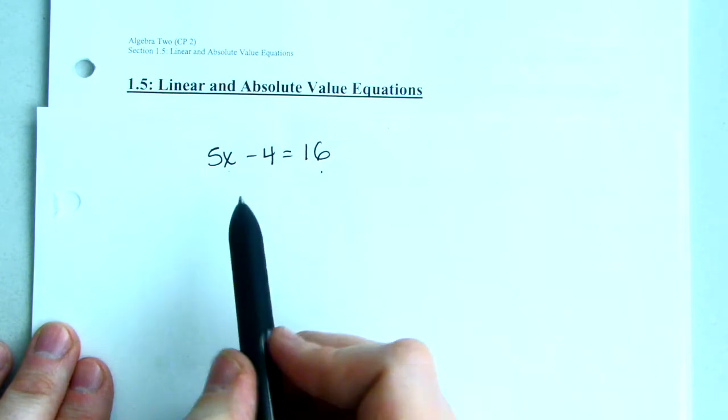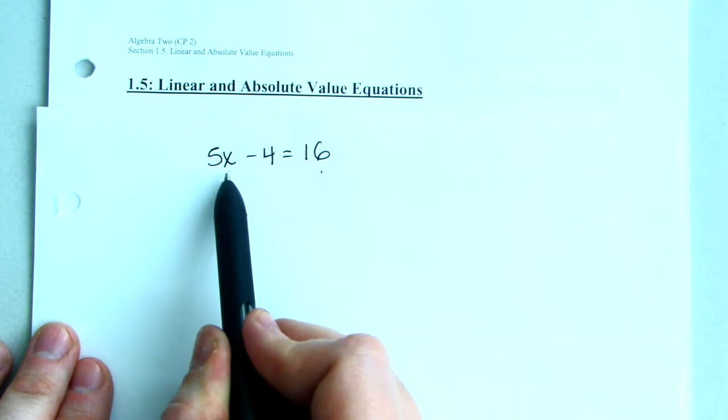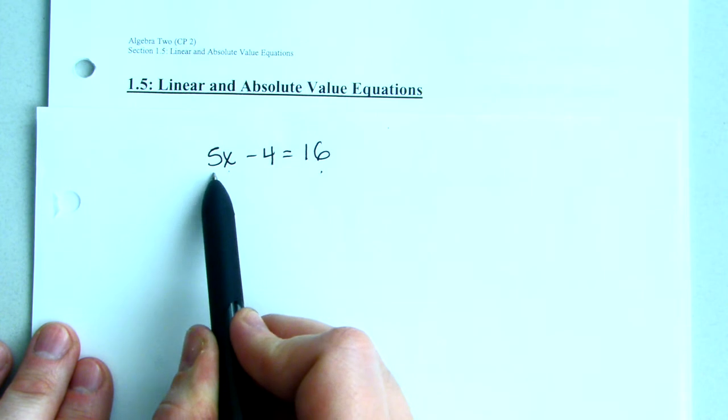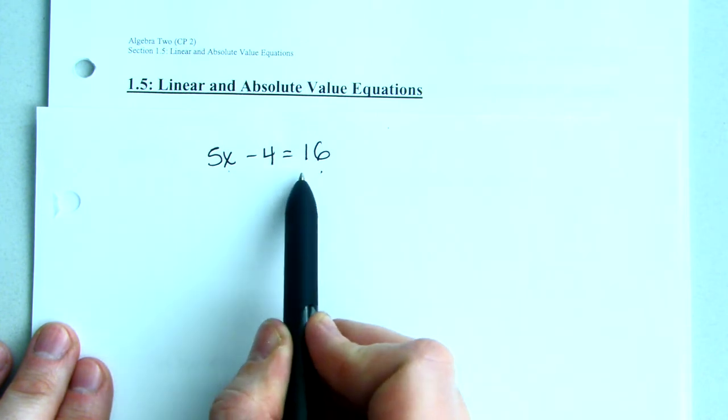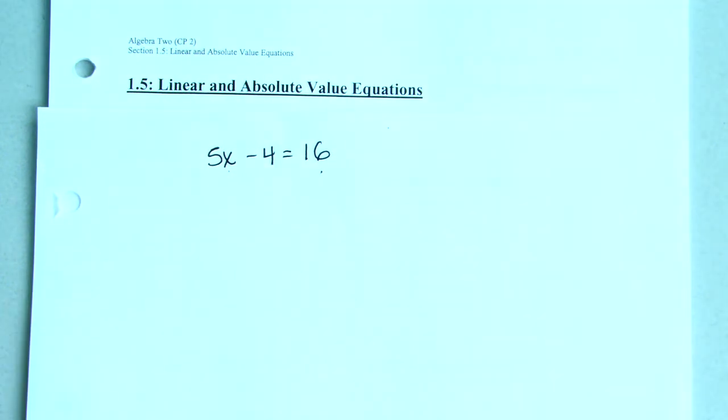For example, if x equals 2, 5 times 2 minus 4 would give me 10 minus 4, 6. Does 6 equal 16? No. So I know x can't be 2. I want to figure out what x is. Now, I know you know how to solve equations like this.